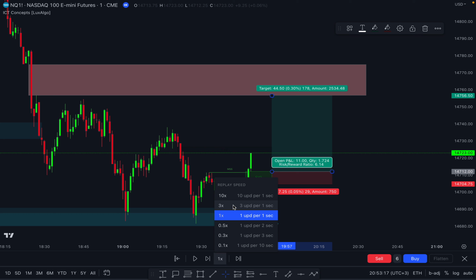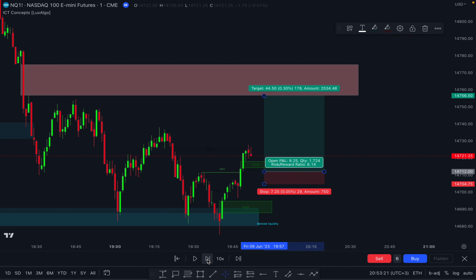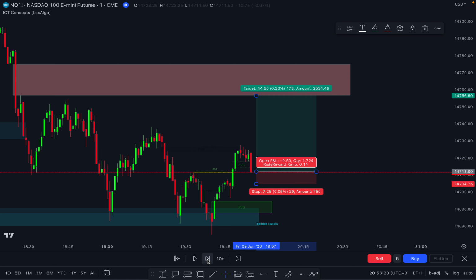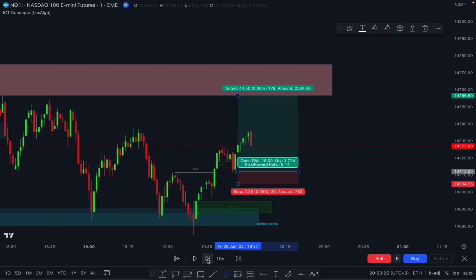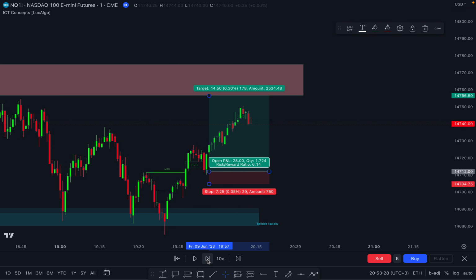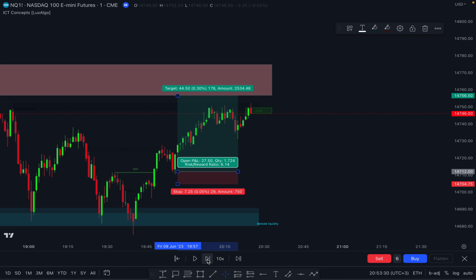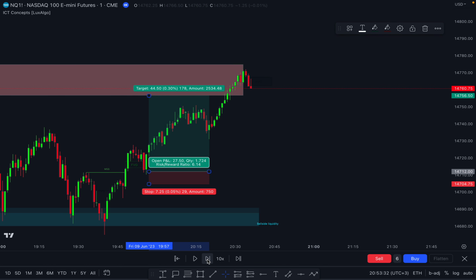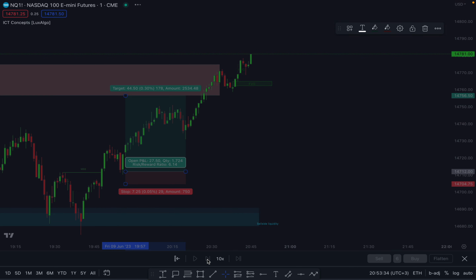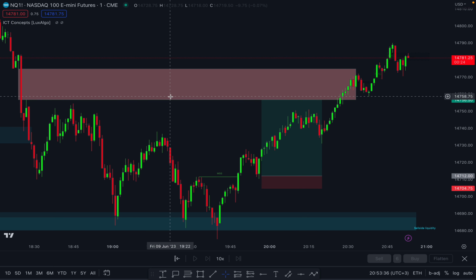Anyway, just like this, it took me a few minutes to set up my setup, and then let me just speed this up a bit. And boom, it entered our entry right there. Beautiful. Just tapped our entry. And the price just went to the moon, just like that. Enjoy.